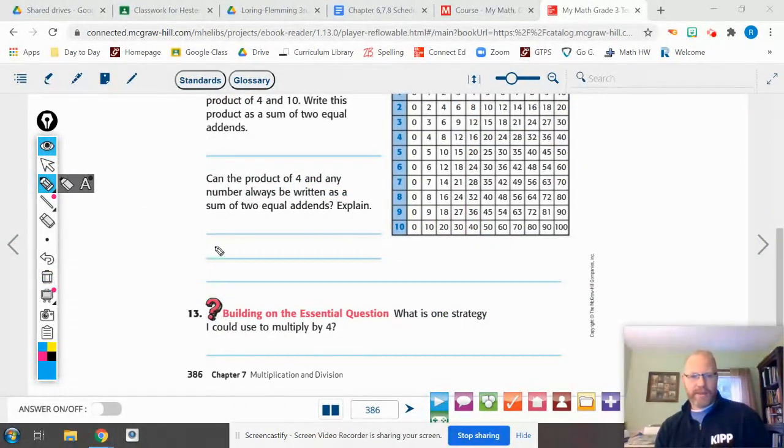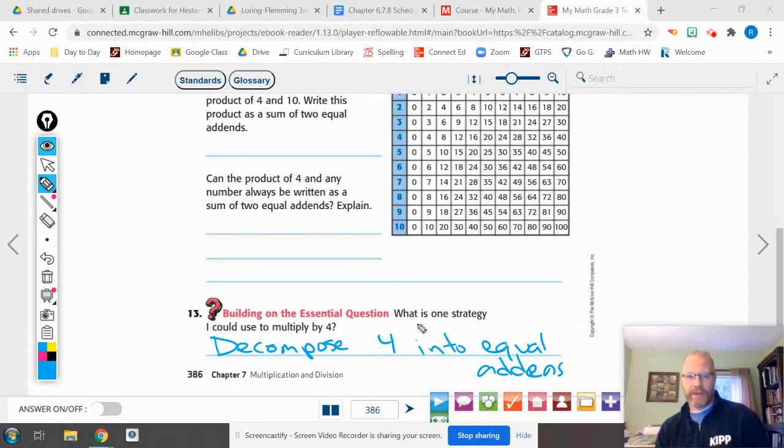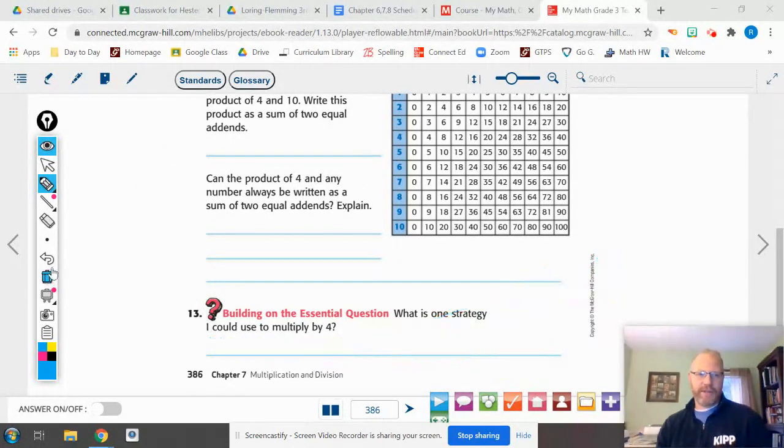Then what is one strategy I could use to multiply by 4? Decompose 4 into equal addends. If you're like, what is he talking about? 4 can be broken down into 2 plus 2. 4 can be broken down, decomposed, into 2 equal addends, 2 plus 2. That's decomposition. Crazy word, but super simple.